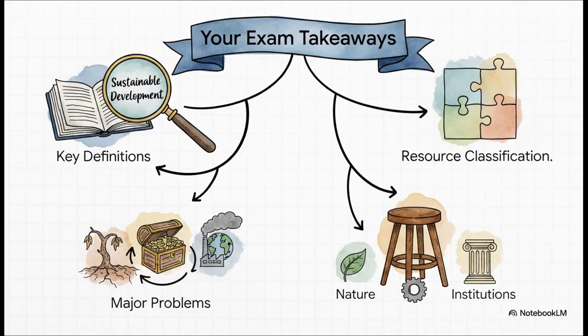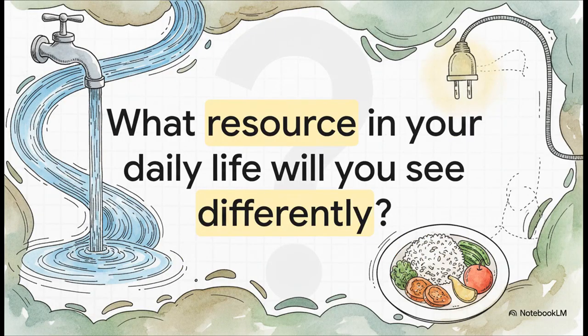So, to wrap it all up, here are your key exam takeaways. First, you have to master those two definitions for resource and sustainable development. Second, know the 4 bases for classifying resources cold. Third, remember the 3 major problems that come from misusing them. And finally, never forget that powerful three-legged stool analogy: nature, technology, and institutions, all working together. And with that, you are ready to go out there and tackle this topic.